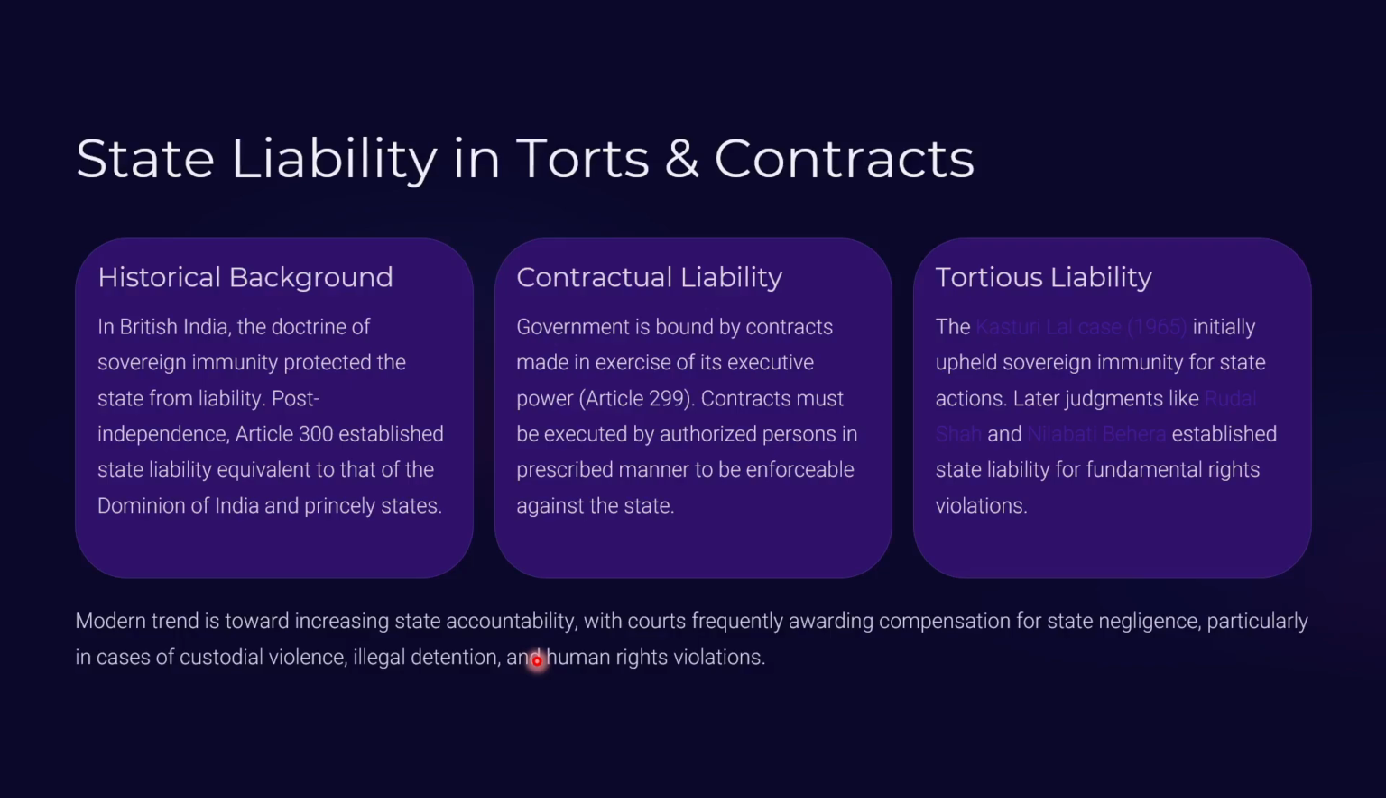the state. Then tortious liability. The Kasturi Lal case in 1965 initially upheld the sovereign immunity for state actions. Later judgments like Rudal Shah and Nilabati Behera established state liability for fundamental rights violation. So the modern trend is towards increasing state accountability, with the courts frequently awarding compensation for state negligence, particularly in case of custodial violence, illegal detention, and human rights violations.